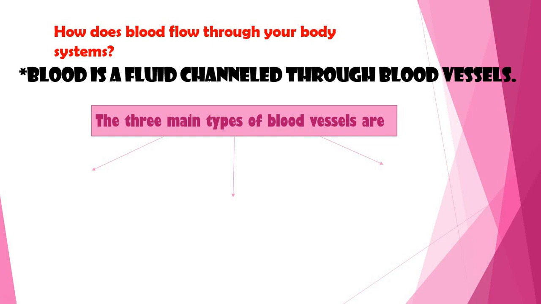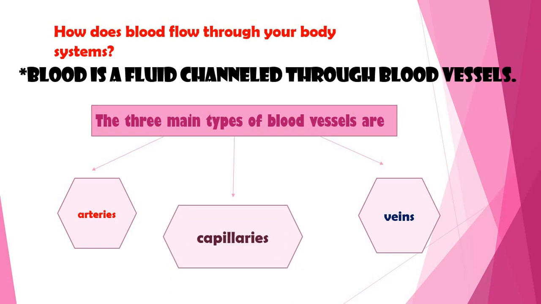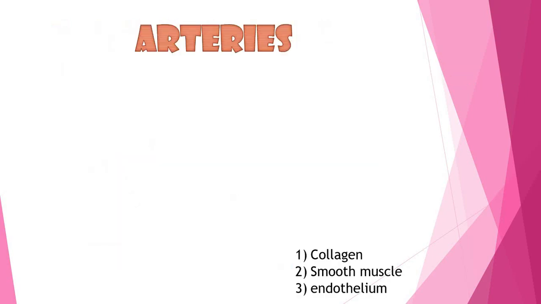There are three main types of blood vessels: arteries, veins, and capillaries. These are the three types of blood vessels. Each type of these blood vessels is different in the structure and function.